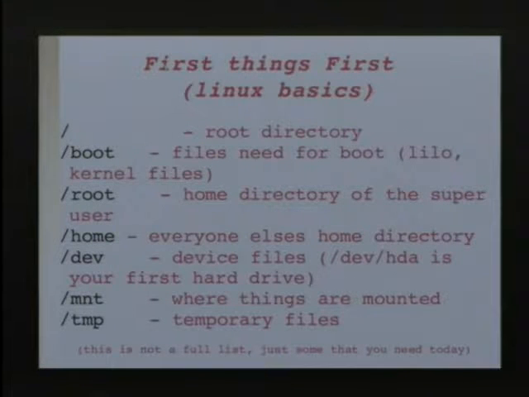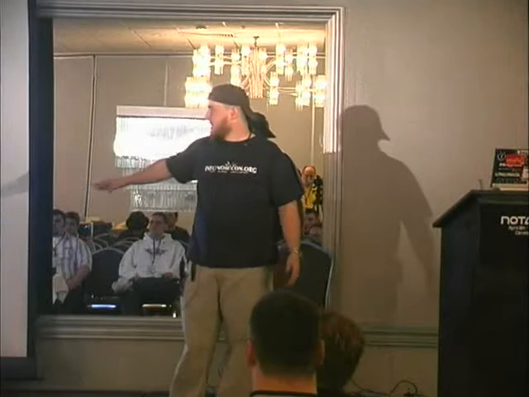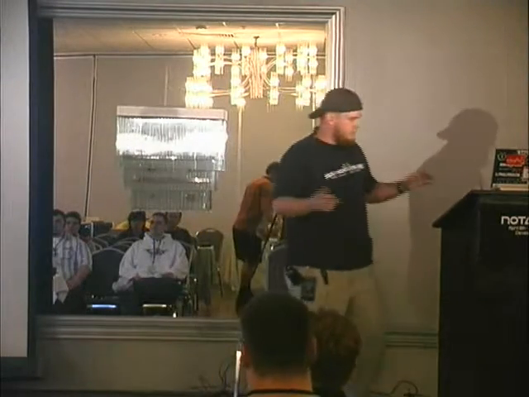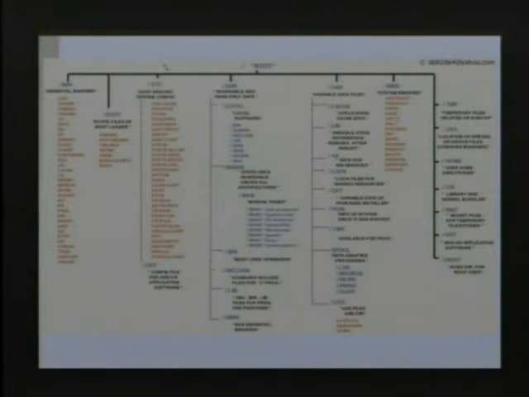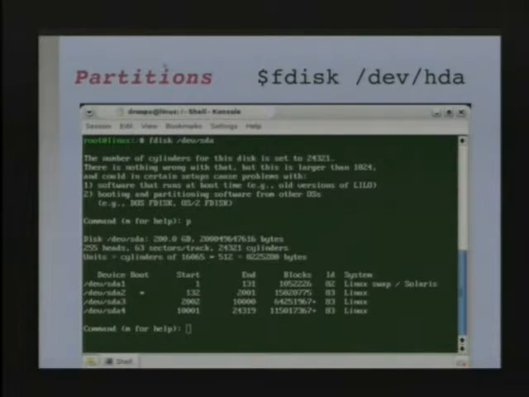Okay, first things first. Like in Windows, you have your C drive, and then there's Documents and Settings, and there's the Windows directory, and there's Program Files. Linux has the same thing. It's got boot, root, home, dev, mnt, tmp, things like that. You don't have to memorize everything that's on the slides. I put a lot of charts and such in it, so you can go back later and look at it if you're curious about it. And here's a really good example of that, this really awesome graphic I found.